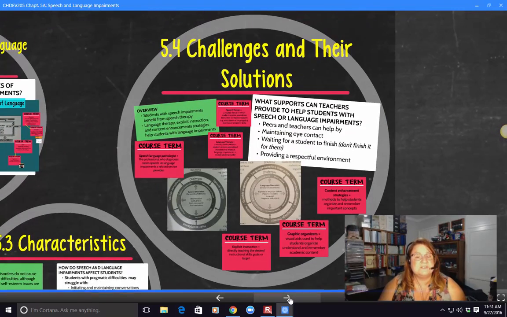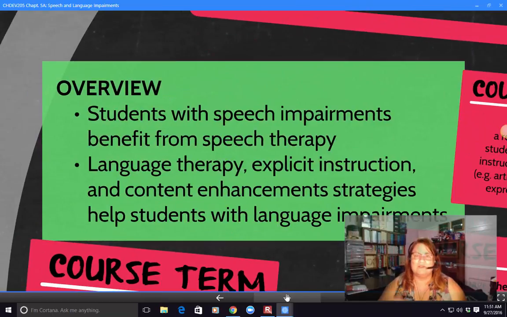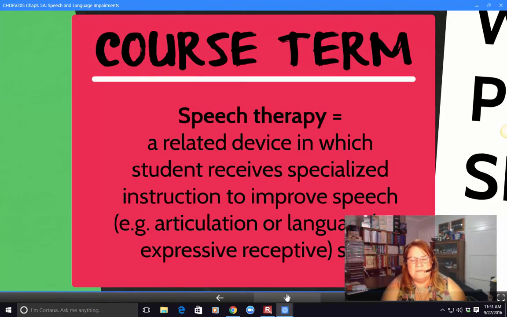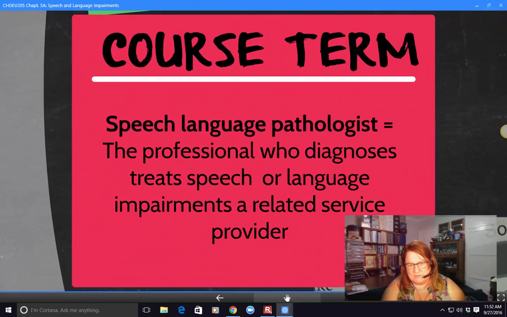Now, challenges and their solutions, and I really like how the book keeps going with solutions. Again, we'll talk about speech therapy here and different types of instructional techniques. Speech therapy is a related device, I would say more like a service. And again, there's lots of different things that you can do with speech therapy.